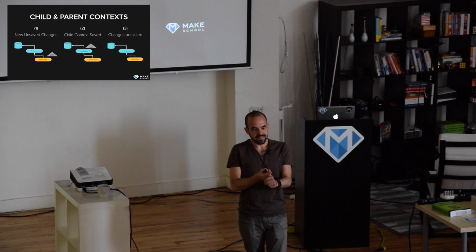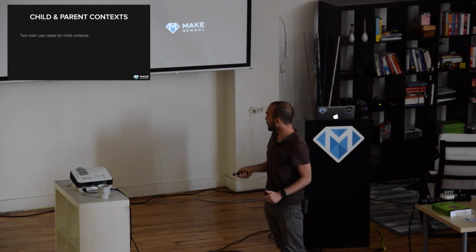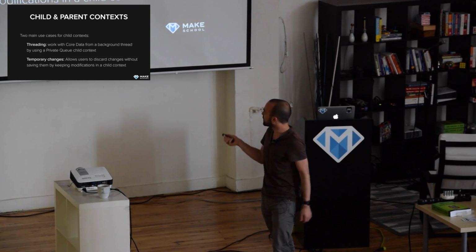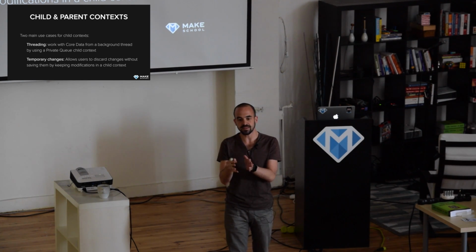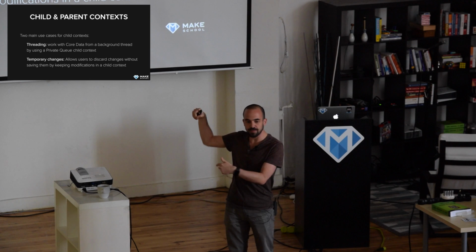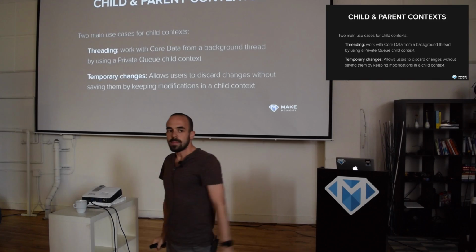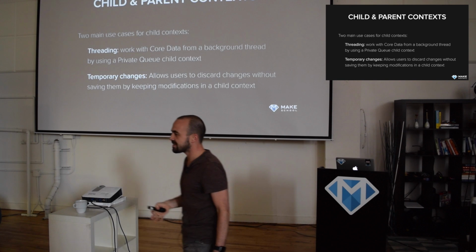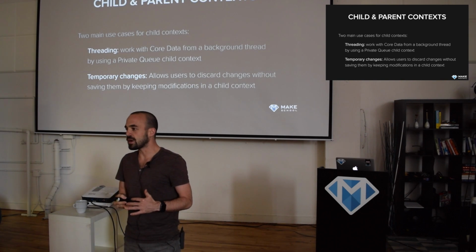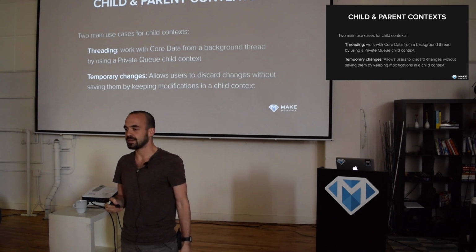And one use case is doing this for background threads and foreground threads, so that's what I just talked about. If you have any kind of background thread, you have to use a second managed object context and use this kind of pattern that I just showed you. But it's actually also useful if you want to create an app where the user maybe has some temporary changes that they don't necessarily want to store into the database.